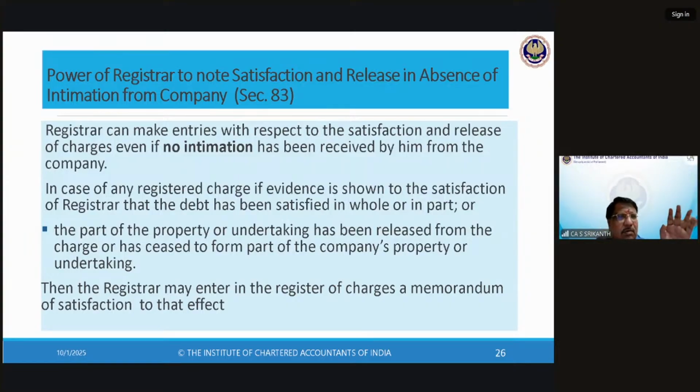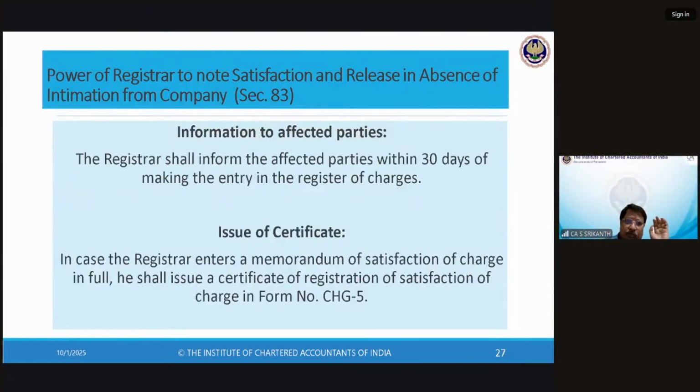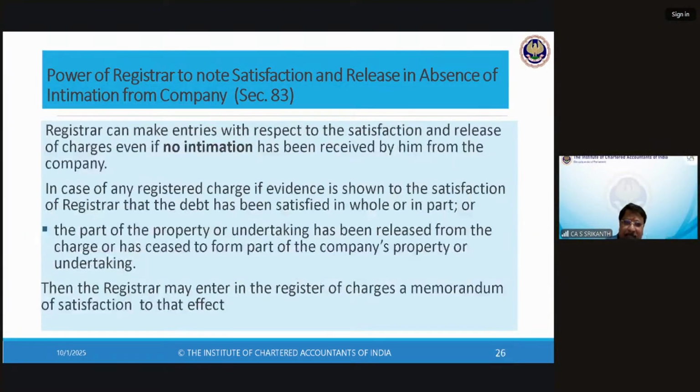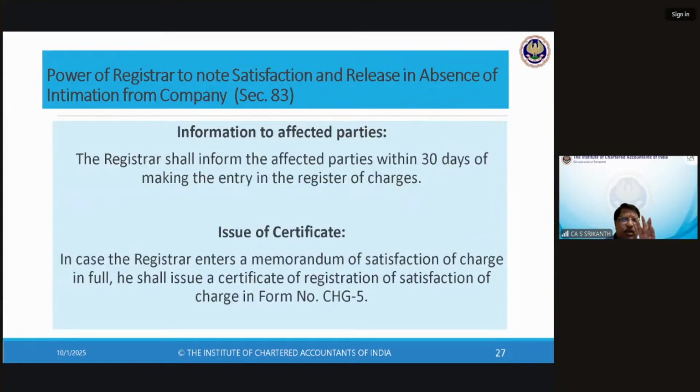Full marks. Okay. Now, the answer doesn't end here. 2 more slides. Next point. Obviously, before giving this satisfaction memorandum, the registrar will inform the affected parties within 30 days of making the entry in the register of charges.